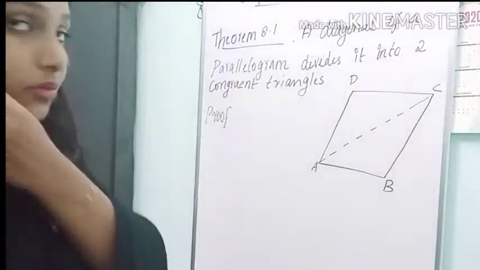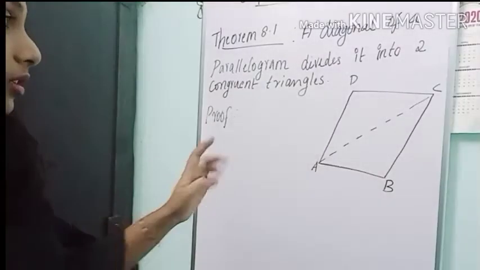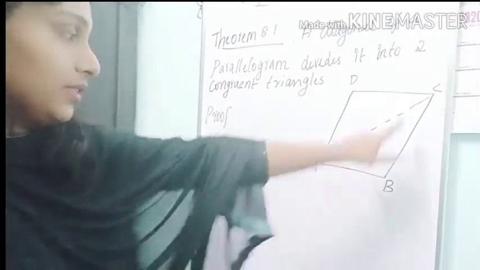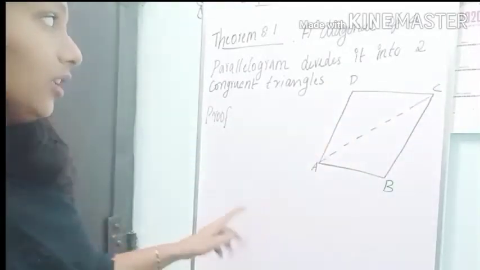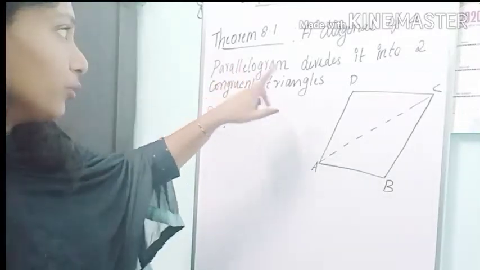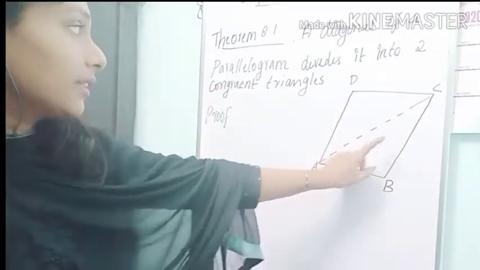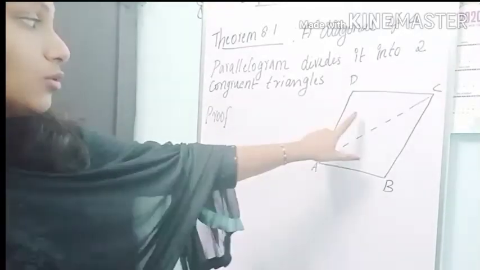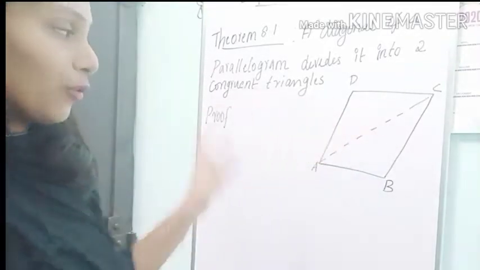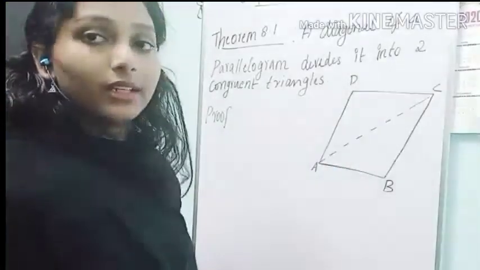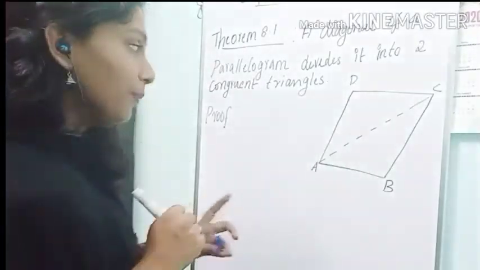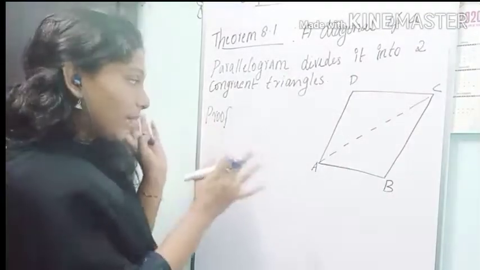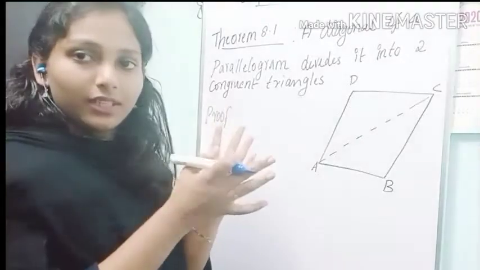So this is theorem 1. A diagonal of a parallelogram divides it into two congruent triangles. This is the parallelogram ABCD and AC is the diagonal, and we have to prove that this diagonal AC divides the parallelogram into two congruent triangles. So these are two triangles and we have to prove that these two triangles are congruent. Okay, so let's start. What is a parallelogram? In a parallelogram, opposite sides are parallel.